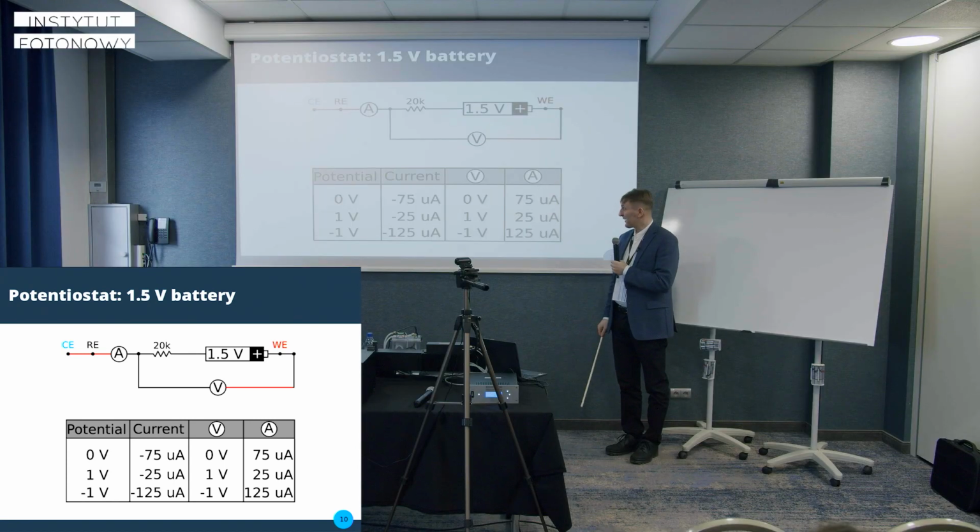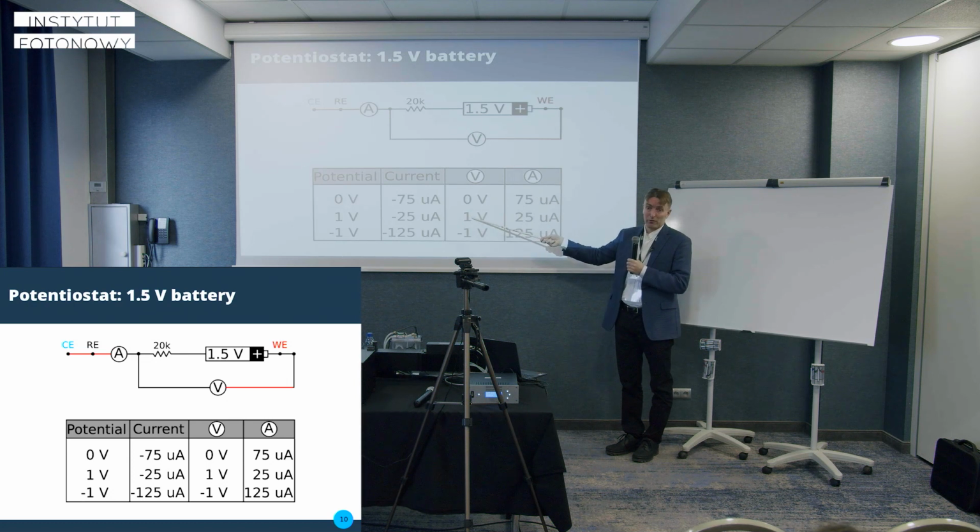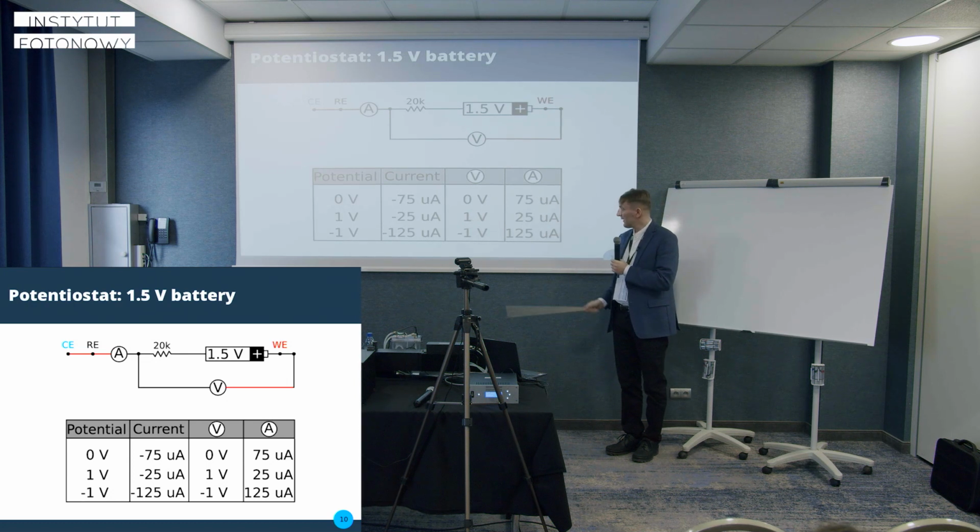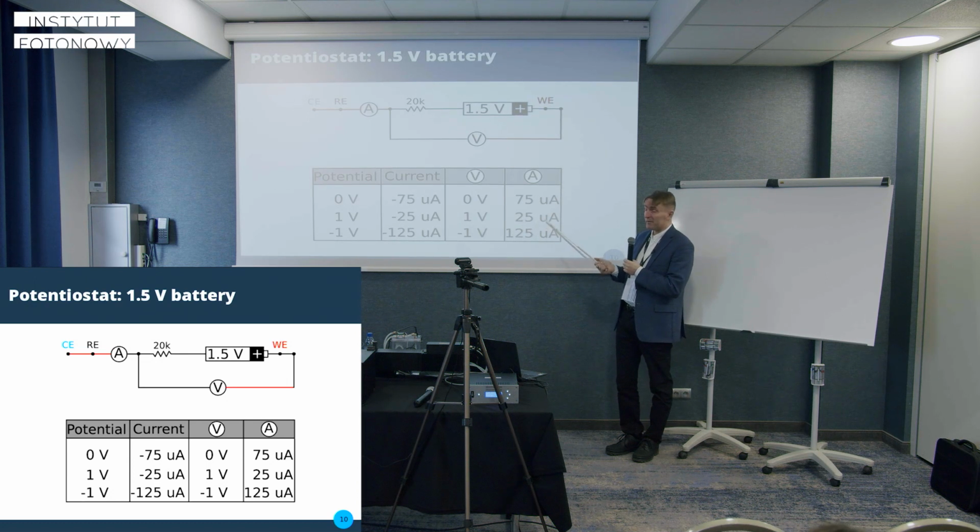What would be the reading from all those meters? I will go first with the voltmeter. It shows also 1 volt, but it will show the current now of 25 microamps. Why is that?